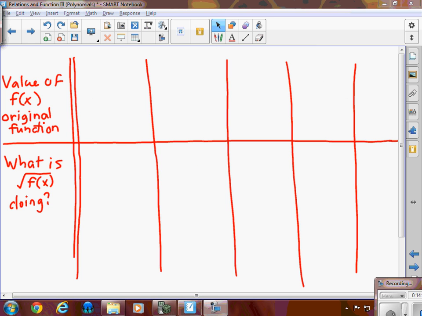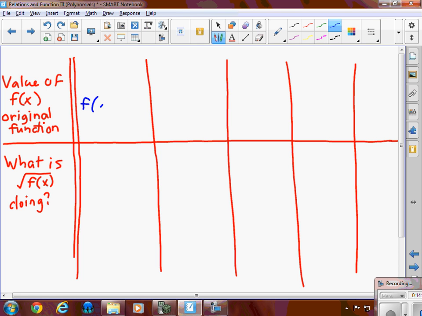All right, let's get this function table down here. We're going to talk about what the original function's doing, and then what that actually translates into when we talk about the square root of the function. We're going to talk about specific intervals of the domain. Okay, and the specific intervals we're going to talk about first off is when the original function is less than 0.